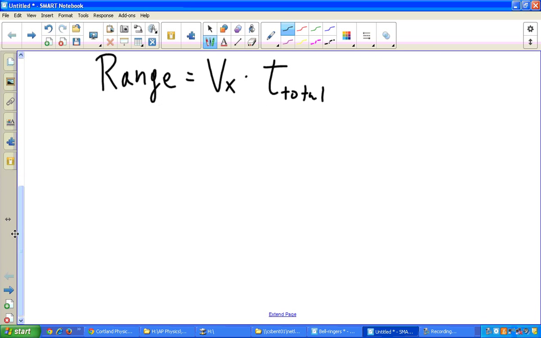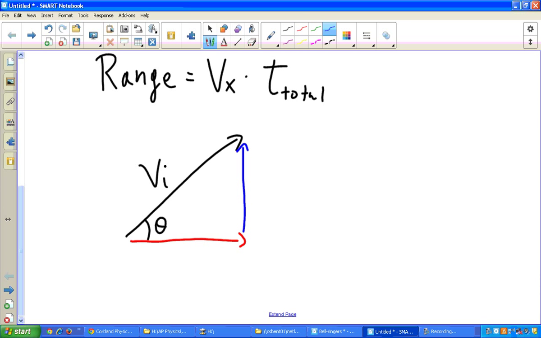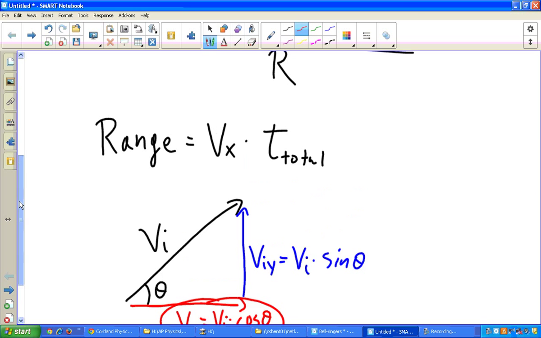So, first off, our ball was kicked with initial velocity VI at an angle theta. What we've talked about in class is that initial velocity can be broken down into two components, a horizontal and a vertical. We call the horizontal Vx, and we call the vertical VIY, for initial velocity in the vertical direction. The two expressions we learned were: the initial velocity in the vertical direction is VI times the sine of the angle, and for the horizontal, it's VI times the cosine of the angle.